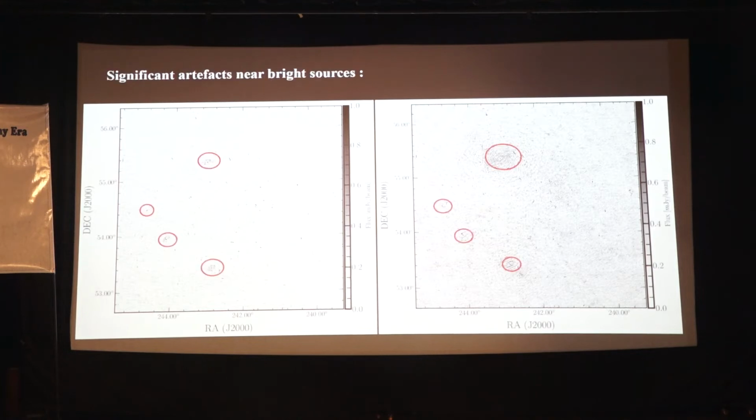Firstly, I will come to these significant artifacts, which you can clearly see in the red circles near these bright sources. These are mainly due to residual phase errors, which are actually the result of direction-dependent calibration errors. The calibration is not able to properly reduce these phase errors in the ionosphere, resulting in these significant artifacts, as you can see in both images.